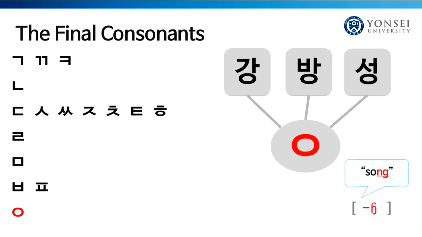이응 doesn't have a sound when used as an initial sound, but has the ng sound when used as a final consonant. It is the ng sound in song. 방, 성.